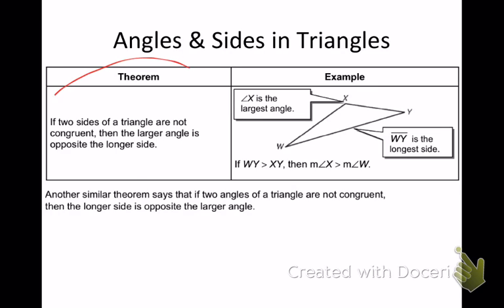Okay, we're going to talk about this theorem today. It states, if two sides of a triangle are not congruent, then the larger angle is opposite the longer side. Well, let's think about that here in context. Let's say I take an angle like this right here. Does everybody agree that angle is kind of small? So would you agree the black line is kind of small?